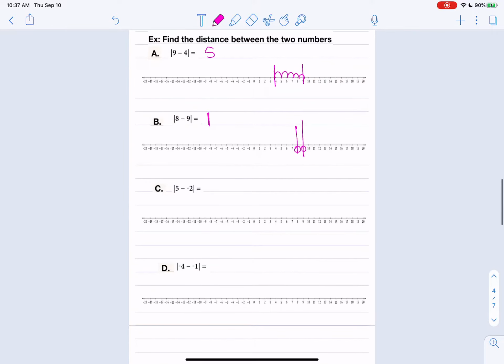For C, I have positive 5 and negative 2. Remember, you will know if the number is negative, if that second number is negative, because you'll see a double number or a double negative sign. So we want to know the spaces in between. 1, 2, 3, 4, 5, 6, 7. It's 7 in between, so my answer is going to equal positive 7.